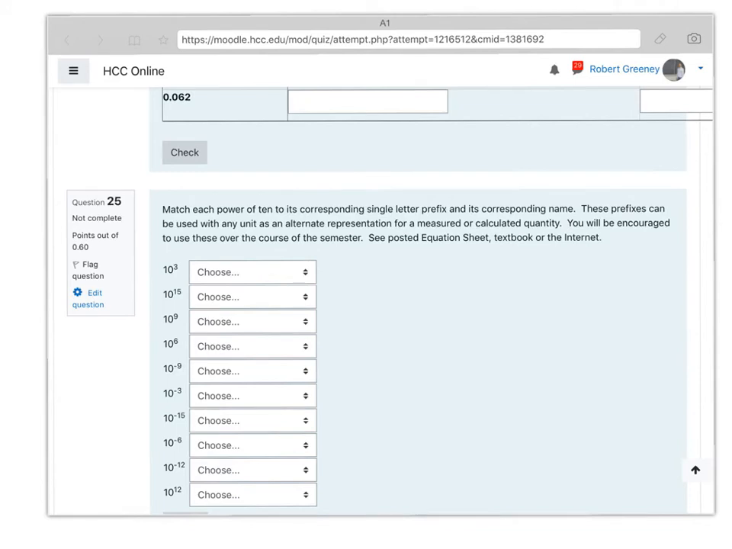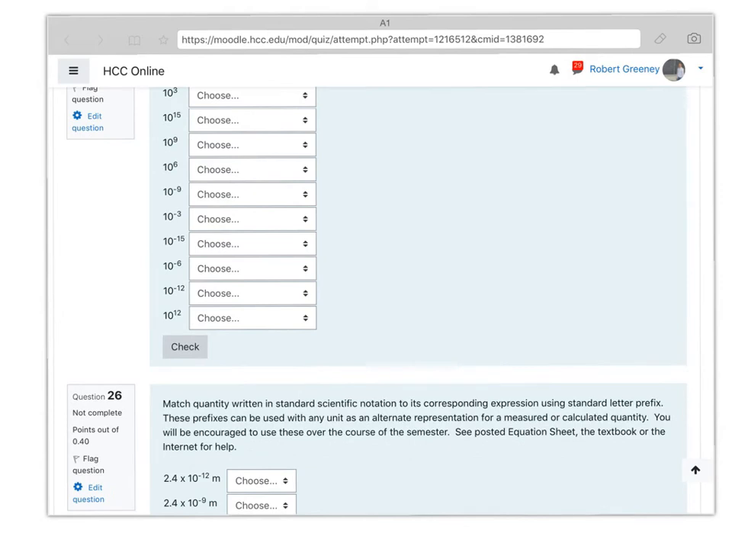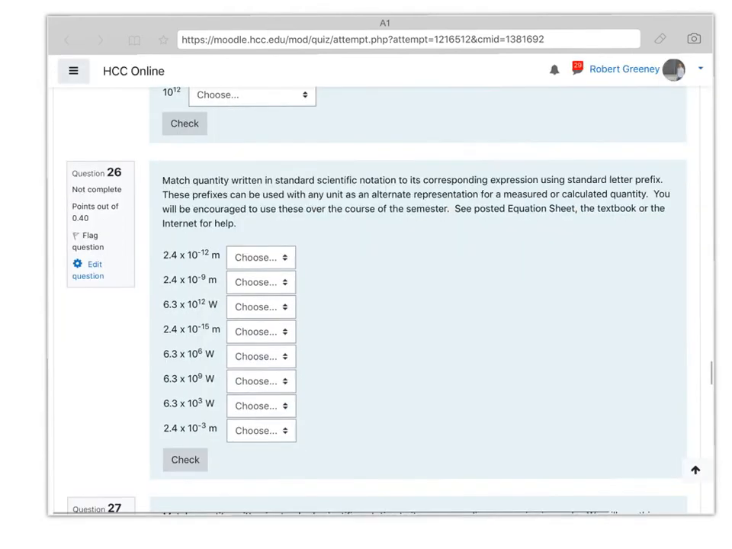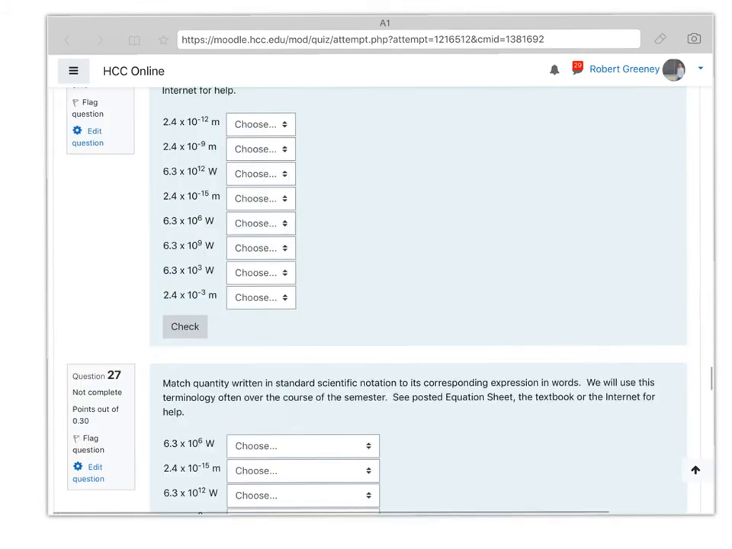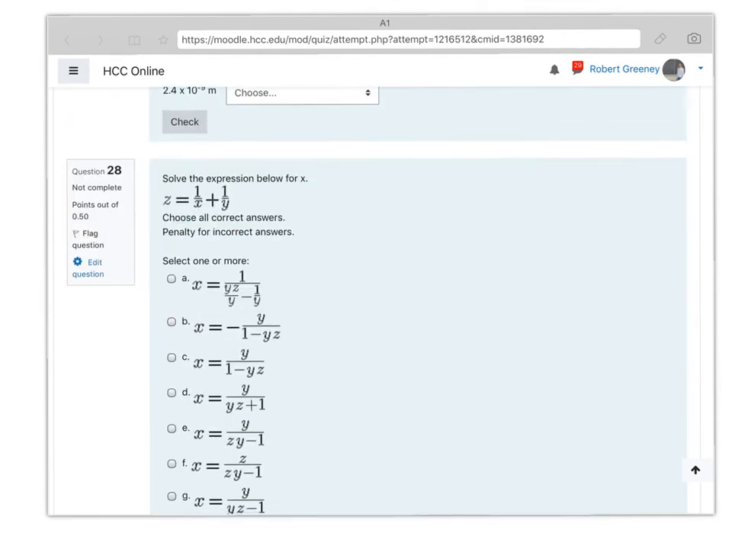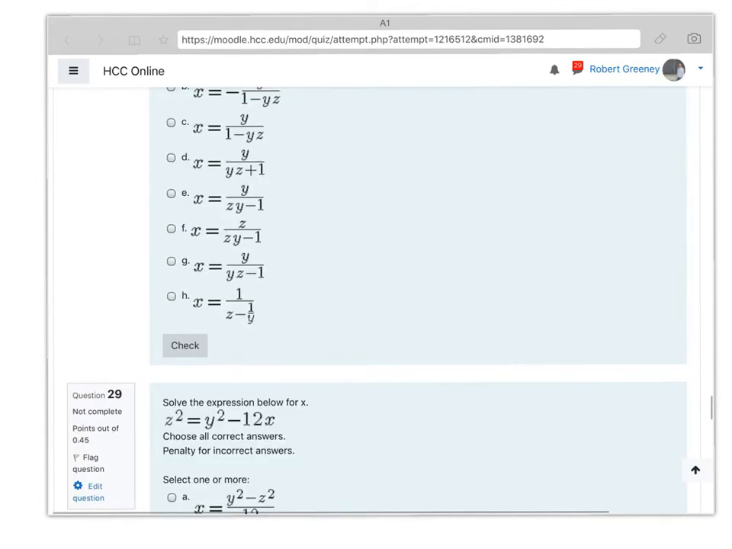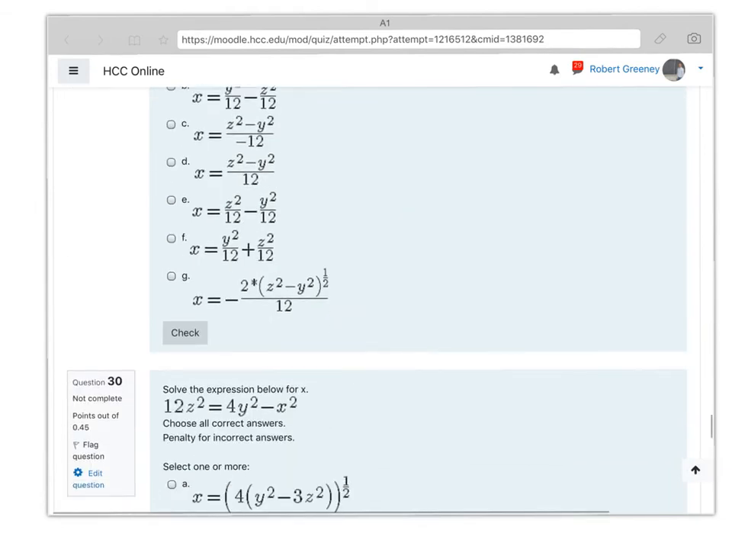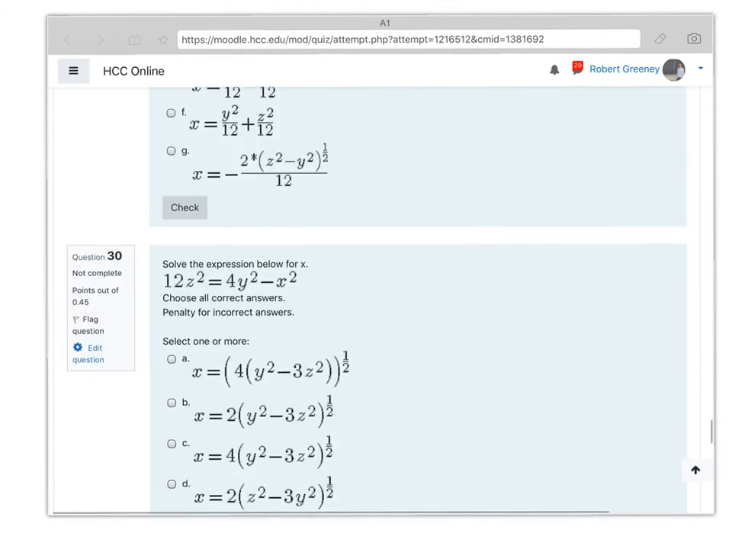And 25 is a question where you practice your prefixes. Remember, they're all on the equation sheet and you can look them up online. More practice on prefixes and some more algebra, general algebraic solution. We do a lot of that in physics, both semesters. Problems that are getting a little bit harder algebra-wise. Should we do one of these?